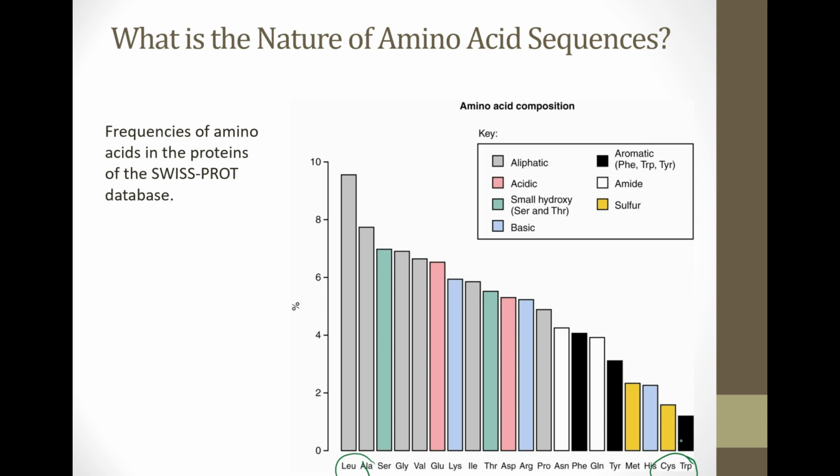This is for all proteins in distribution. Some proteins will have substantially more cysteine or tryptophan than others. They'll have a lot more aromatic residues in general, with these black bars, which are less common. Then we have a fairly low frequency of sulfur-containing amino acids.